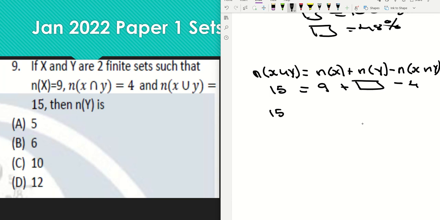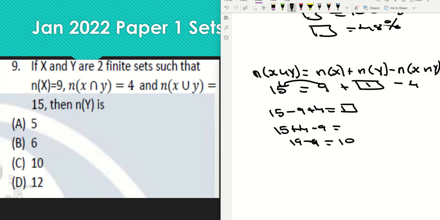So that's 15 minus 9, carry across the 9 here. I'm carrying across minus 4, which turns to plus 4, is equal to our box. Put all your positives: that's 15 plus 4 minus 9, and that would be 10. 15 plus 4 is 19. 19 minus 9 is equal to 10.